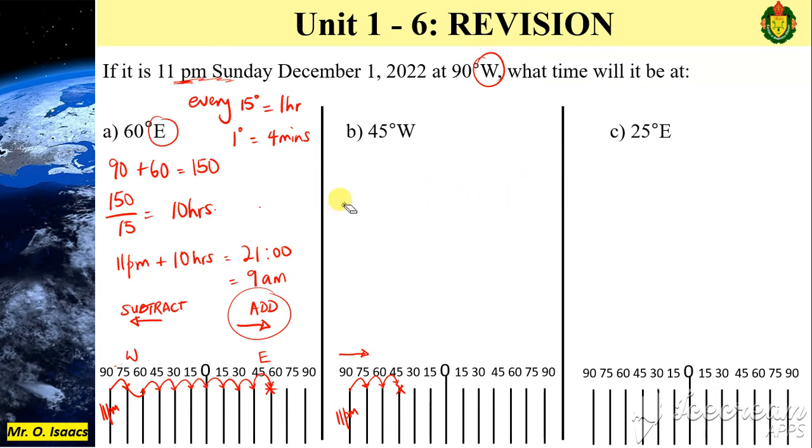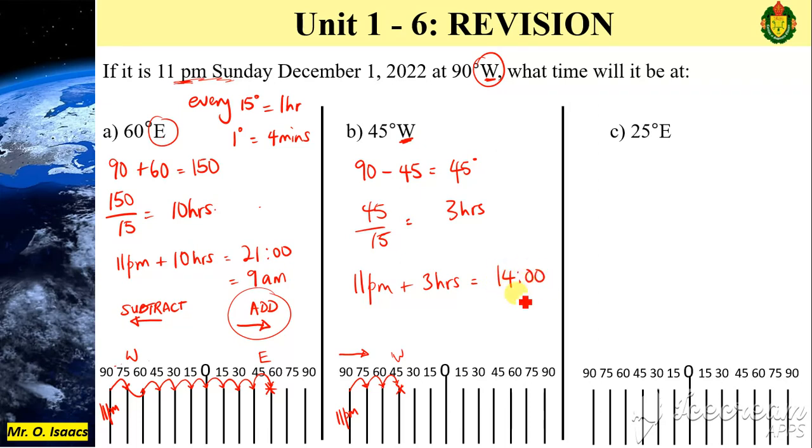The same principle would apply over here now, but guess what? We have two same hemispheres here, west and west. So we're going to do the opposite: subtract. Once we do that, we are left with 45 degrees. 45 divided by 15, we're left with 3 hours. Are we going to add or subtract these 3 hours? The fact that we're going to 45 degrees west, which is right here, we're going to add. So we add 11 p.m. plus 3 hours. That will be equivalent to 14 o'clock, which is the same thing as 2 a.m., just like how we got it.